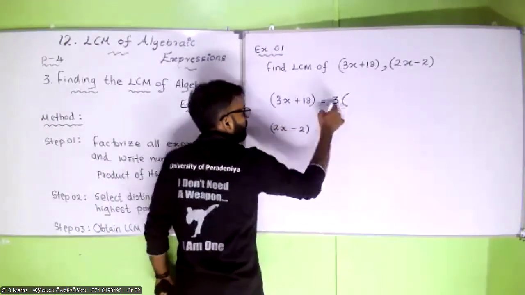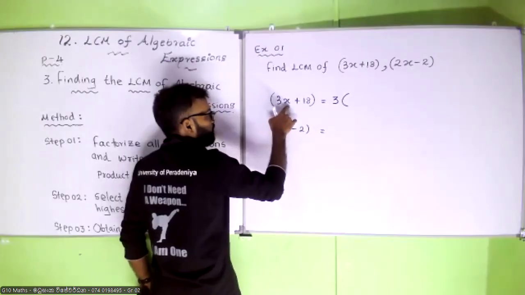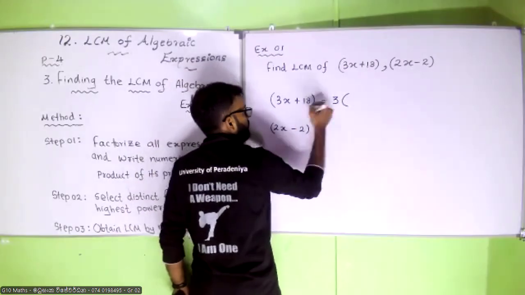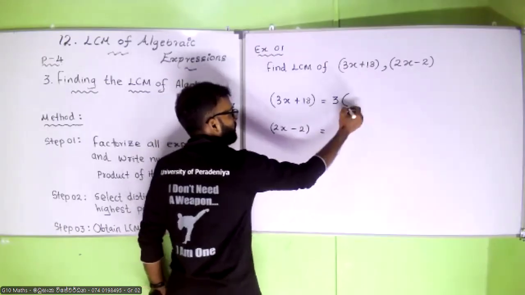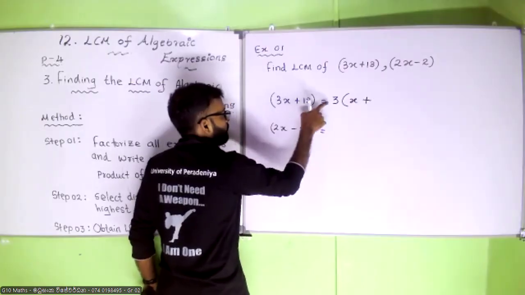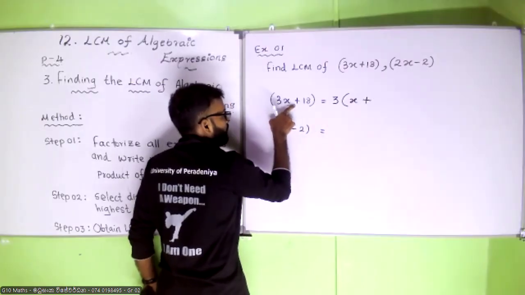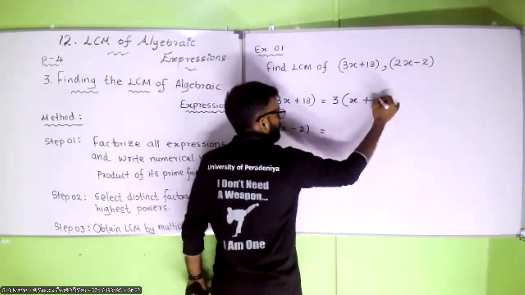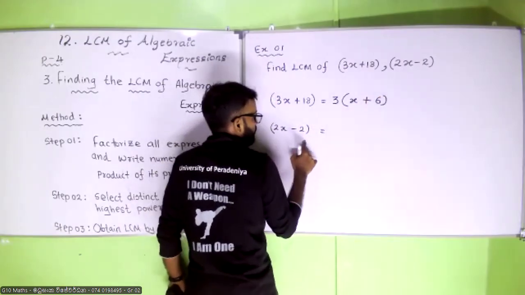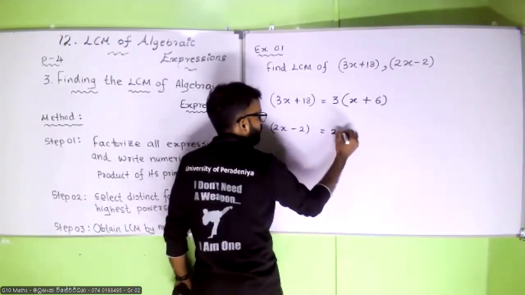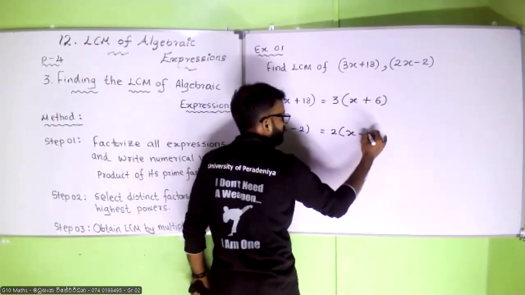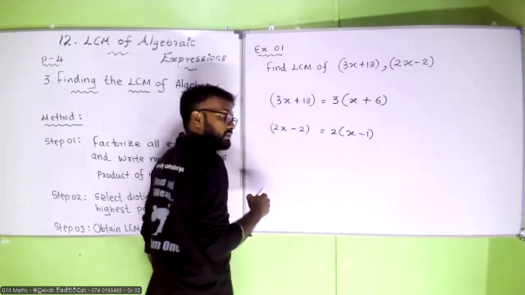So when you take 3 out, that means you are going to divide this term by 3, this term by 3. So you write the rest: x. No sign changes will be done because positive. Then 18 divided by 3 is 6. Done. This one, you are going to take out number 2, x minus 1. So this is the factorization.